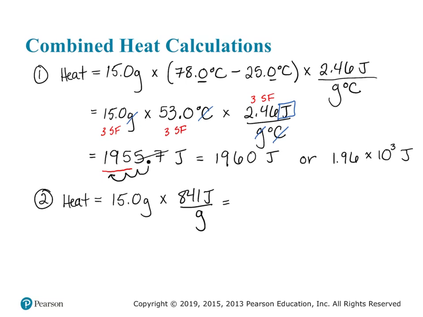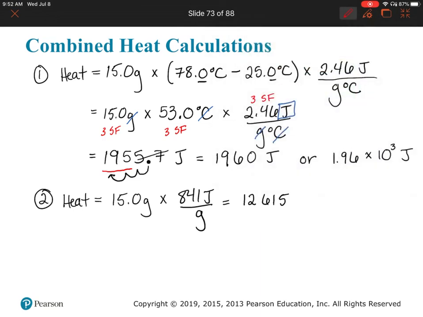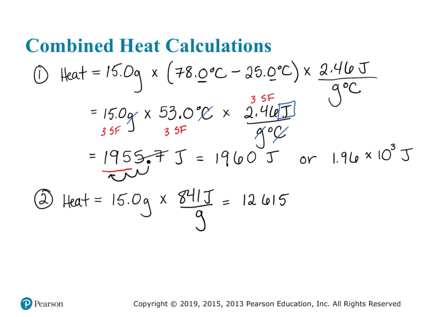Okay, so I get 12,615. All right, now how many sig figs should our answer have? So we already said 15.0 has 3 sig figs. What about 841? There's 3 non-zero digits there, so that also has 3 sig figs. So we're going to limit our final answer to 3 sig figs.